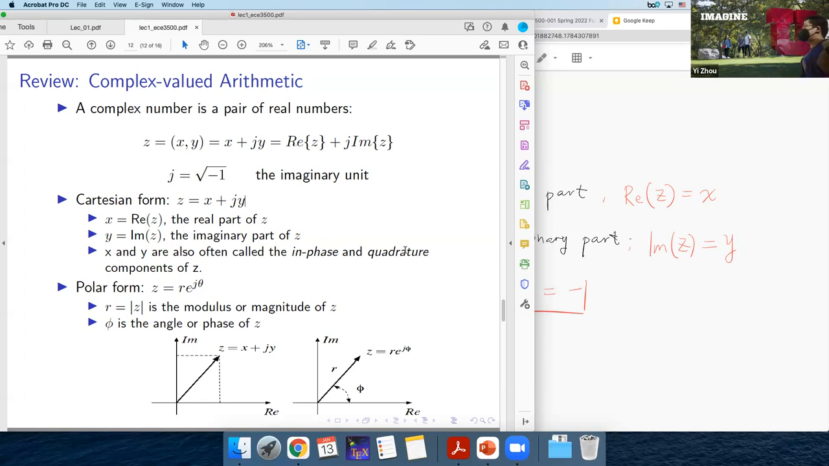Since every complex number is associated with two real numbers, the real part and the imaginary part, we can visualize this complex number in a 2D plane. Like in the bottom left figure, we have two axes. One is the axis for the real part. The y-axis is for the imaginary part. Given any complex number z equals x plus jy, it corresponds to a single point in this 2D plane. We find x on the real axis and y on the imaginary axis, and their intersection gives us the corresponding complex number. So this is one way to visualize the complex number, by using the Cartesian form.